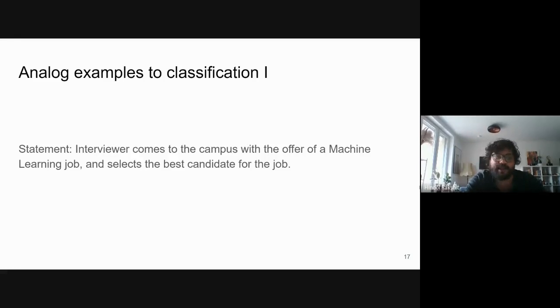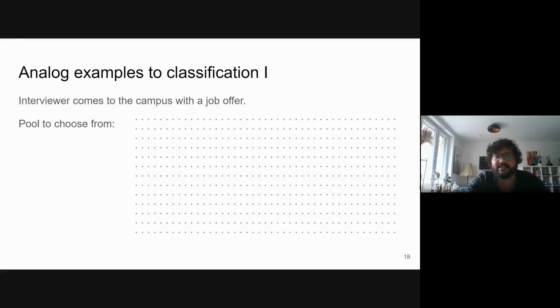So here the query is simple. The query is that an interviewer needs someone who has machine learning experience, and the outcome is a candidate who is the best person for the job. So the database is actually the pool of students from which the interviewer can choose. Then of course the brute force way would be for the interviewer to go from one person to another and check their skills, right?